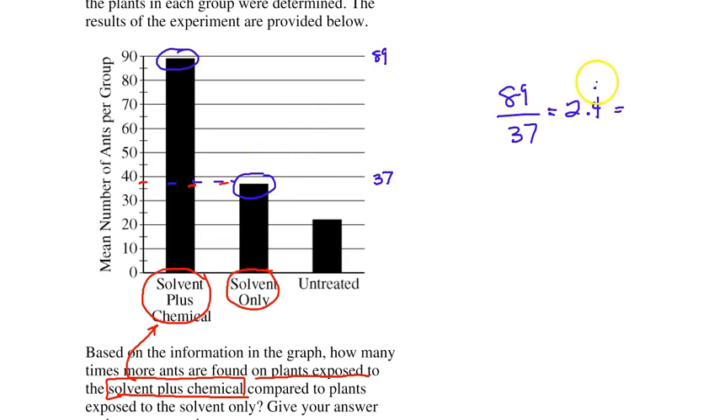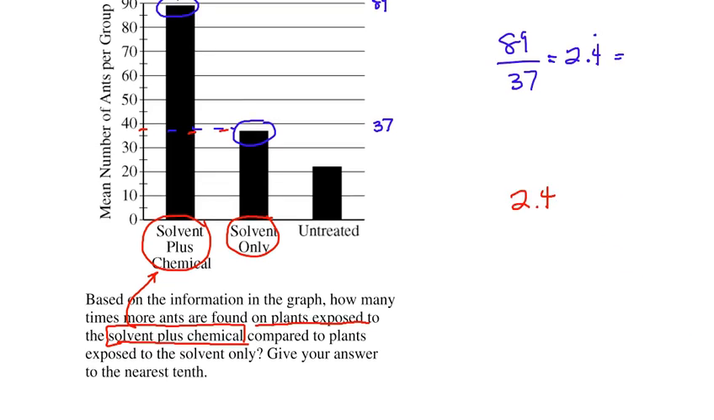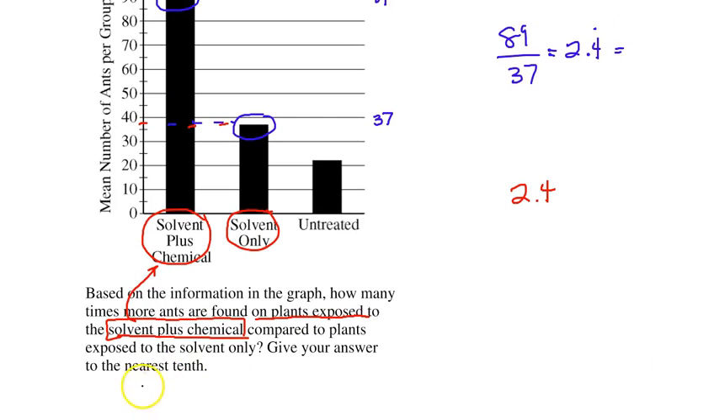So there'd be a range of answers that make sense, maybe from 2.1 to 2.8 or something. But I'm coming up with 2.4. And always check to make sure that you are giving it in the proper degree of precision. We are going to the tenths place, so 2.4 would be my answer.